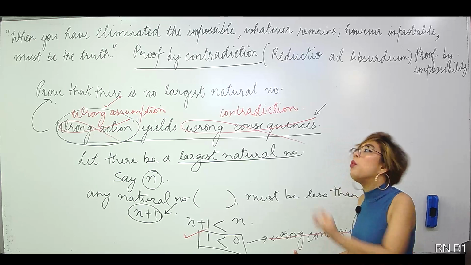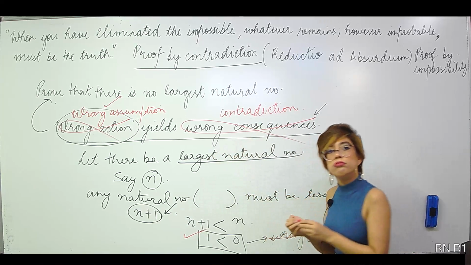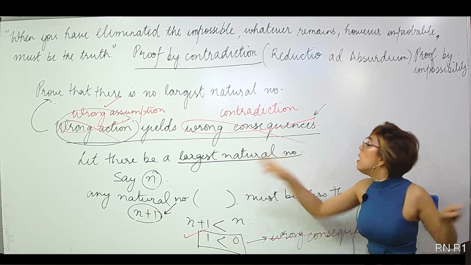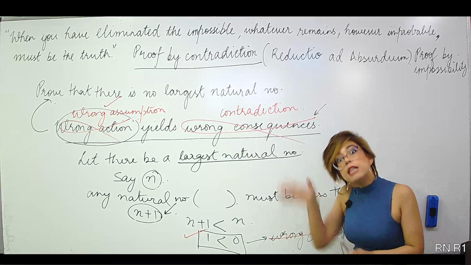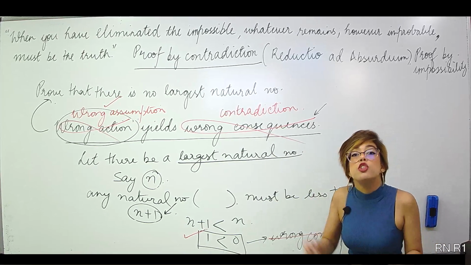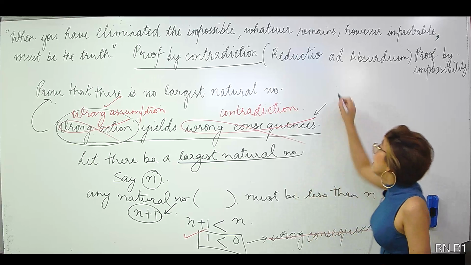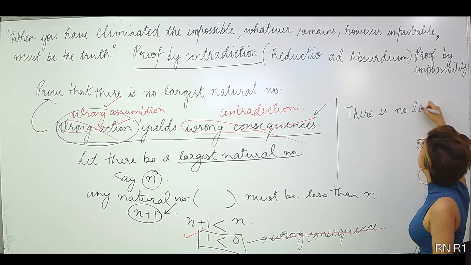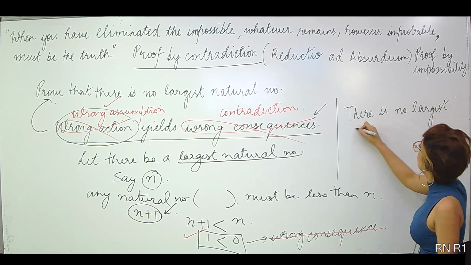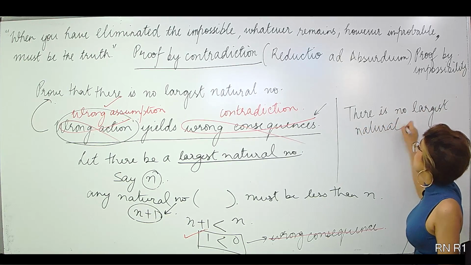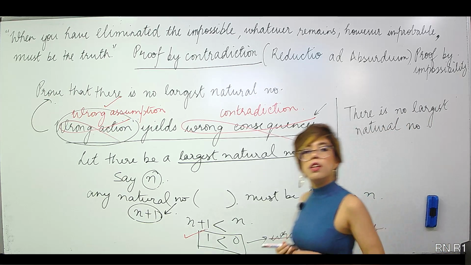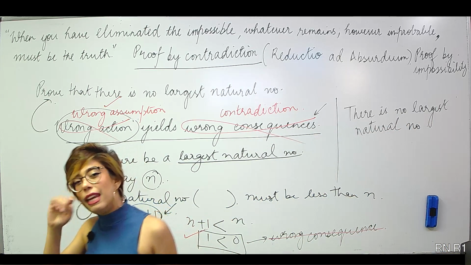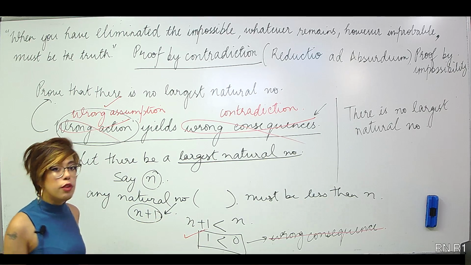This implies that whatever you assume, that is wrong. You assume that there is a largest natural number, right? This statement is wrong. So that means the true statement is what? That there is no largest natural number. Such a simple technique, but a beautiful one.